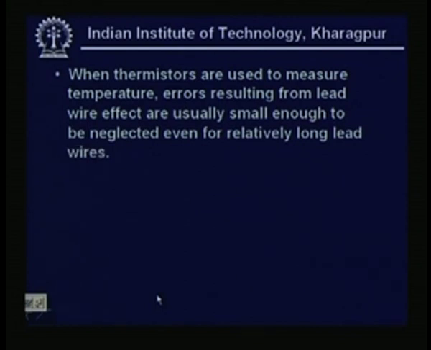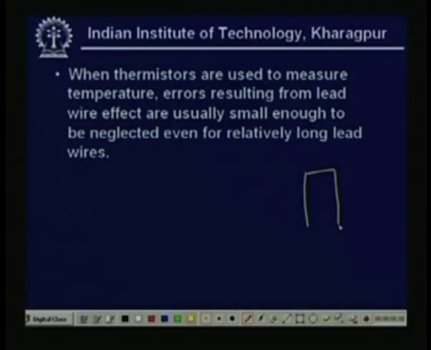Now, when thermistors are used to measure the temperature, the errors resulting from the lead-wire effect are usually small enough to be neglected even for a relatively long lead wire. Now, this is the typical problem of any temperature sensitive devices. When you are making a temperature sensitive sensor, this is a typical problem because of the resistance of the lead wire. Suppose I have a furnace here, okay.